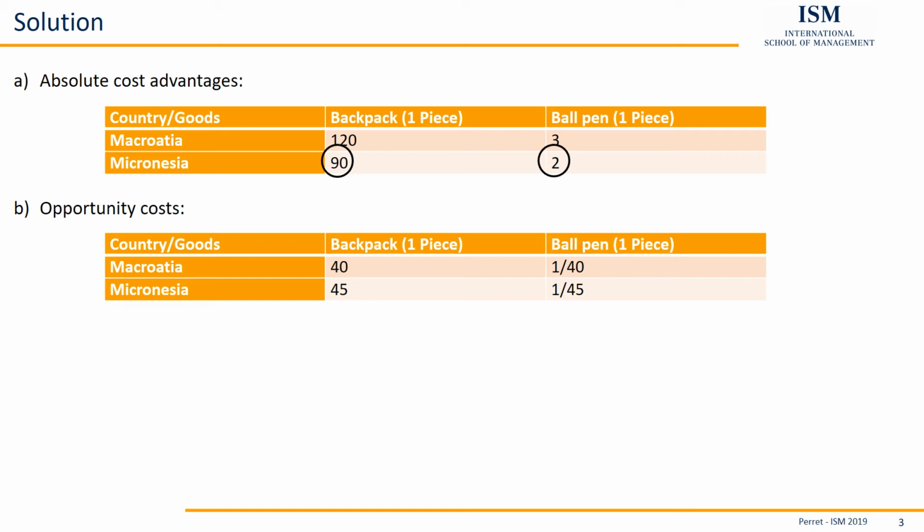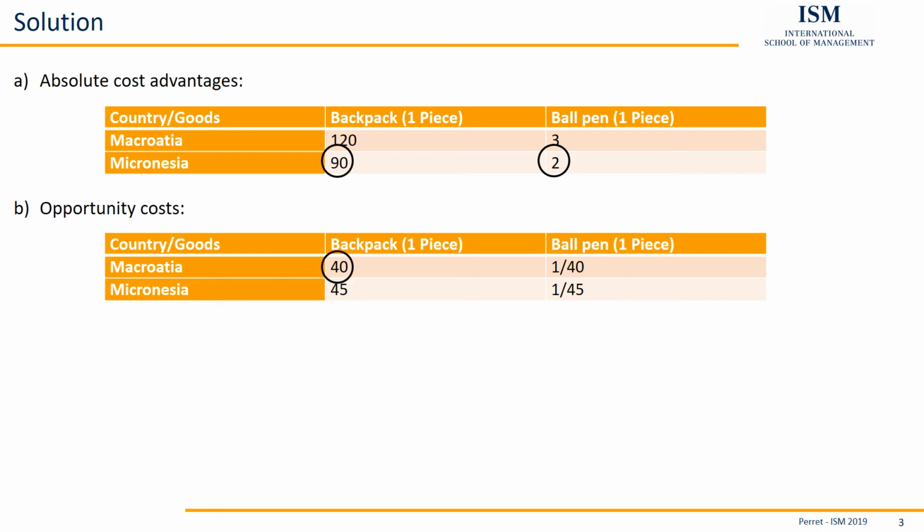How can we interpret them further? Well, this tells us that, for example, if Croatia wants to make one backpack, they have to miss out on the production of 40 pens. On the other hand, if Micronesia wants to make one backpack, they have to miss out on the production of 45 pens. So this tells us that it's way more opportune for Croatia to produce backpacks because they lose fewer pens. So they have a comparative advantage in backpacks.